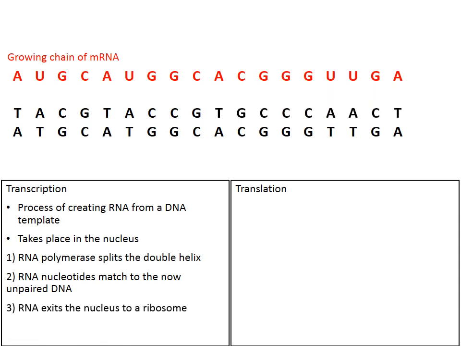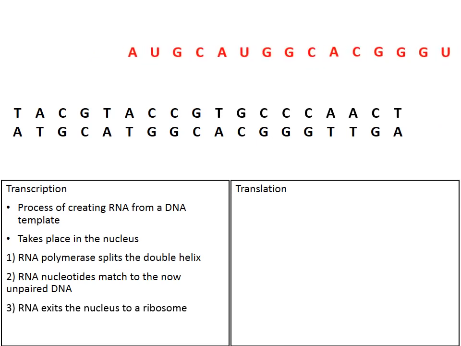Well, what happens next is the RNA is going to exit the nucleus and travel to a ribosome. So there goes the RNA that was just created. It's going to a ribosome. Now, when we get to the ribosome, we're going to pick up the process of translation. So let's go into that next.